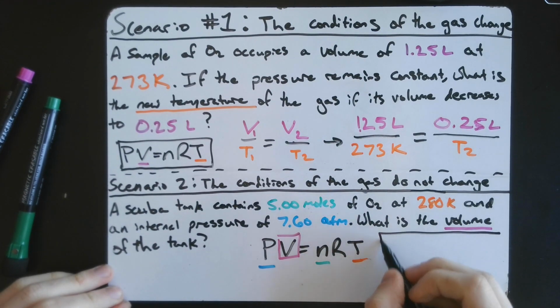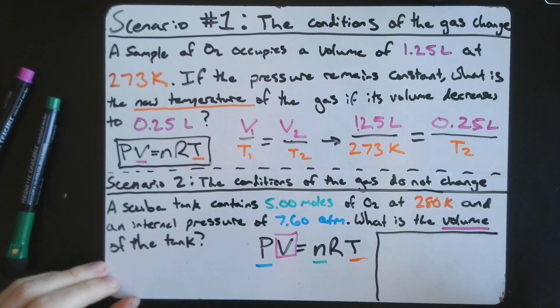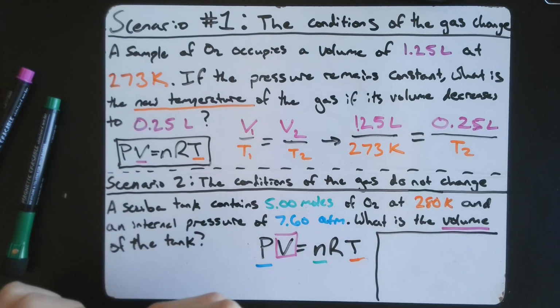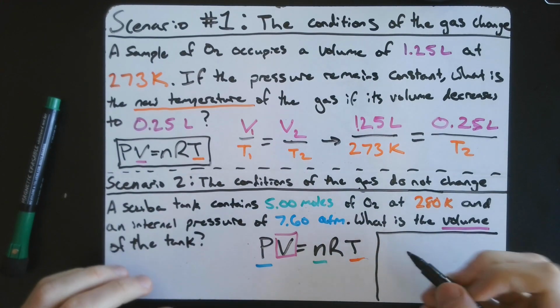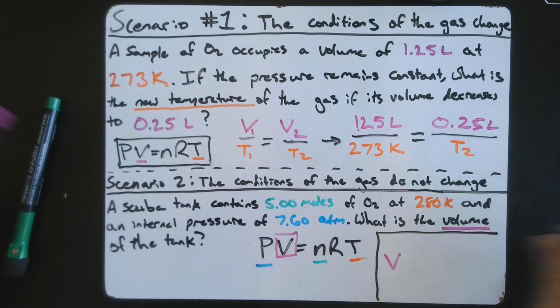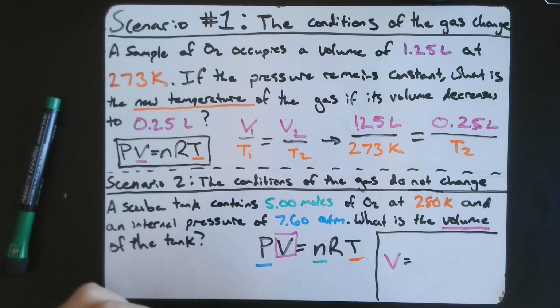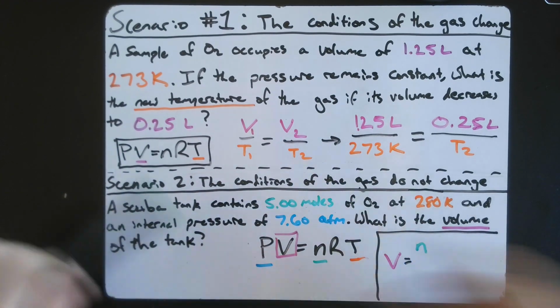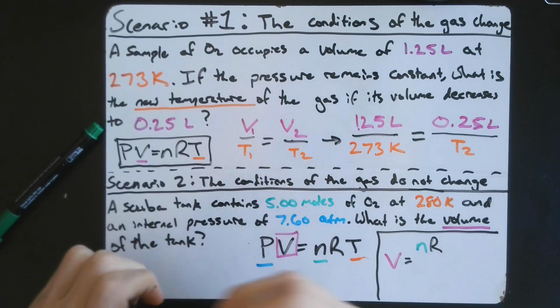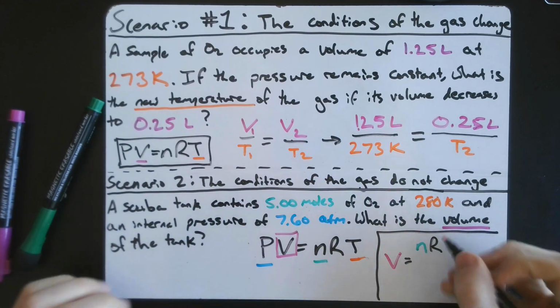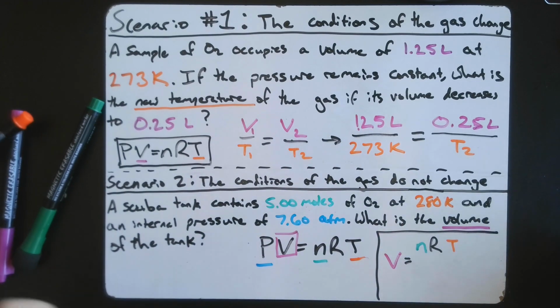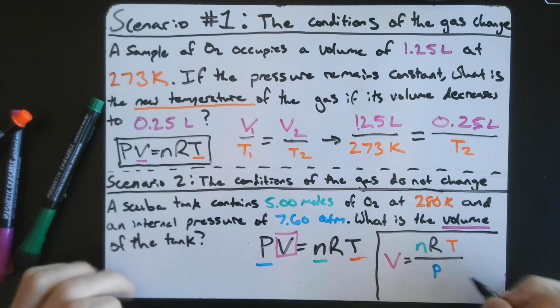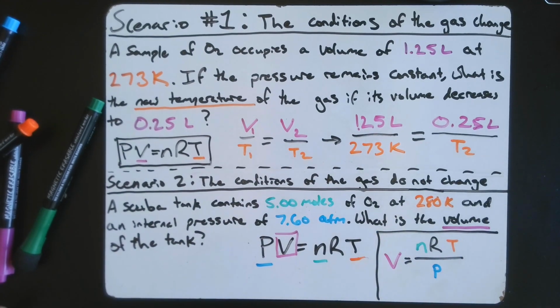If I were to rearrange my equation in the small amount of space I gave myself here, you would get something like volume equals moles times R times T, temperature, all over pressure. I didn't write the exact values here, but you would just plug in directly what you got in the problem here.